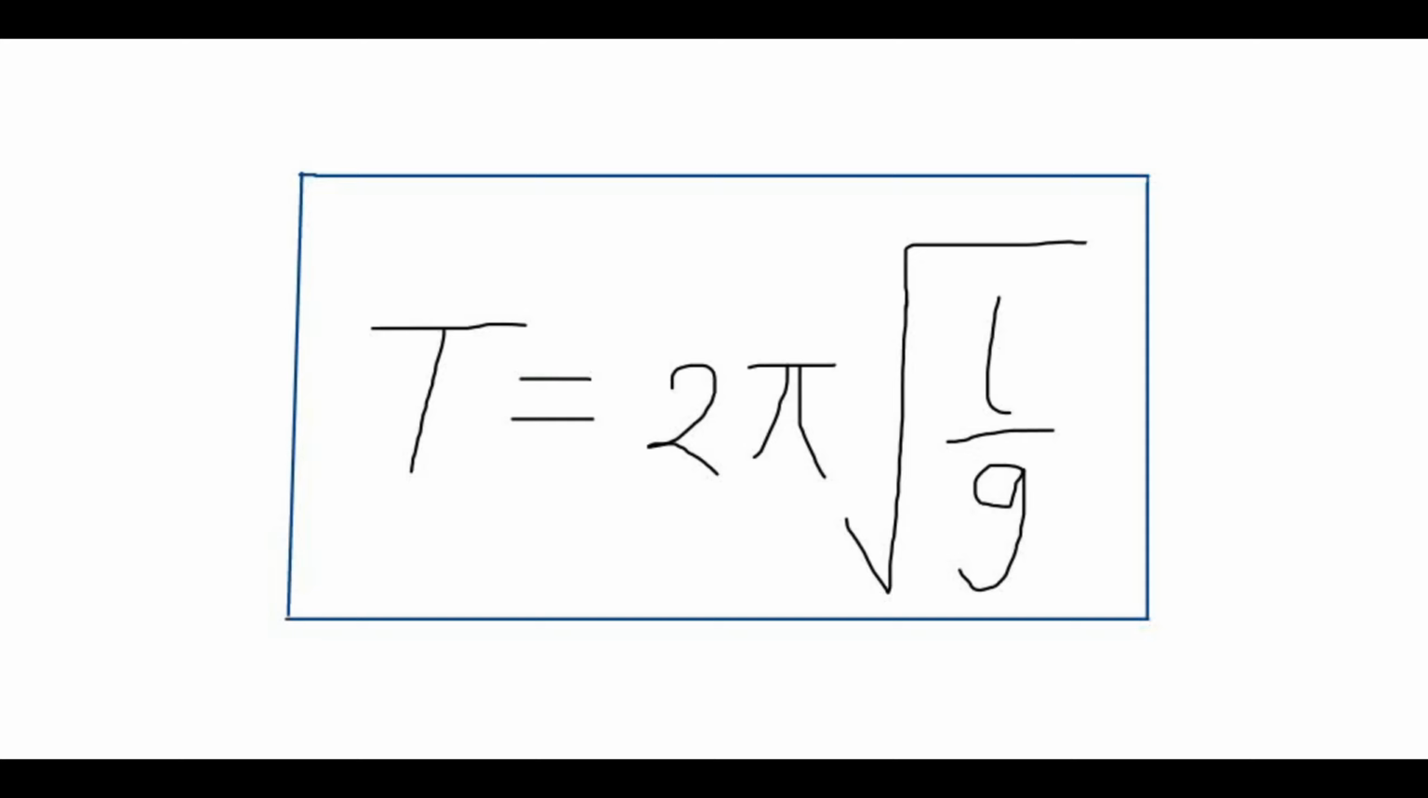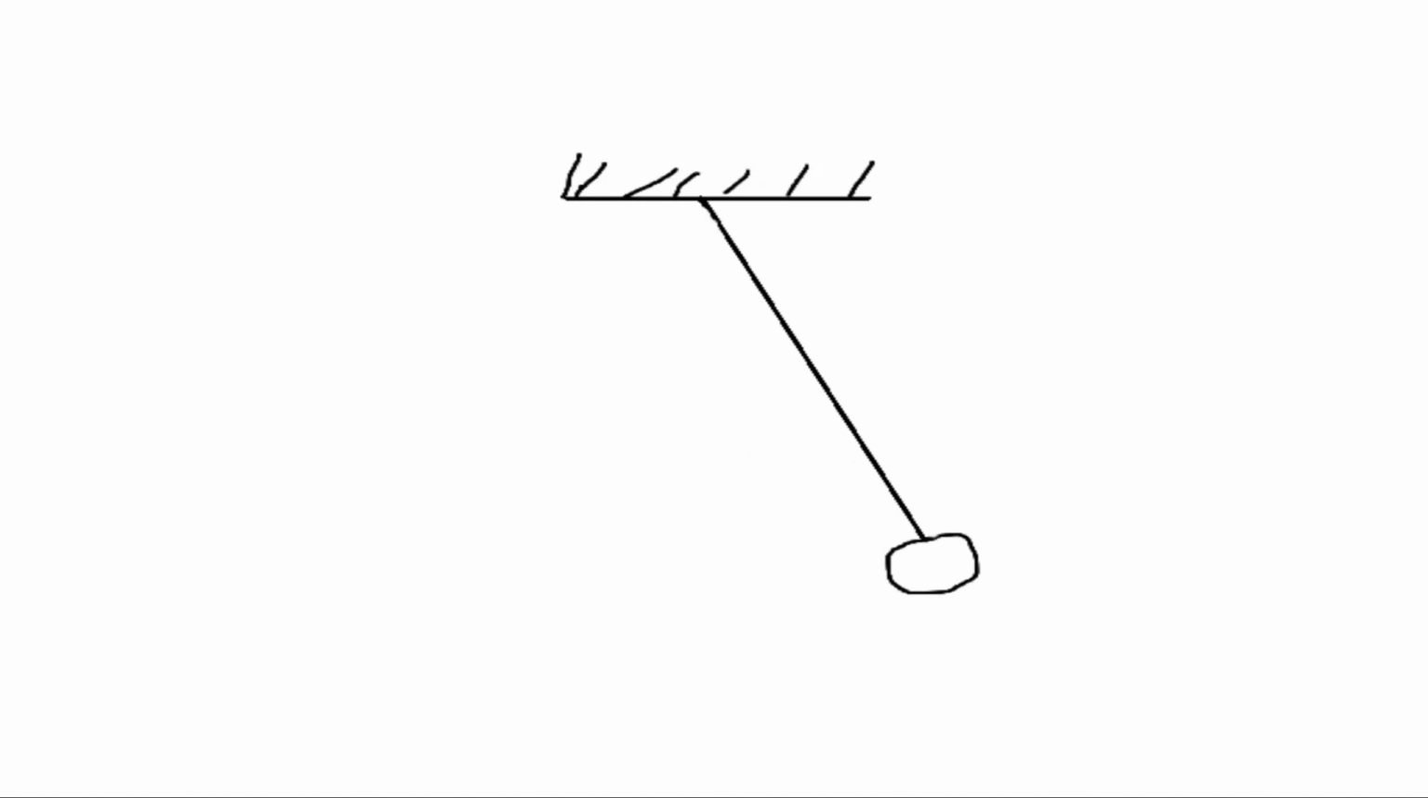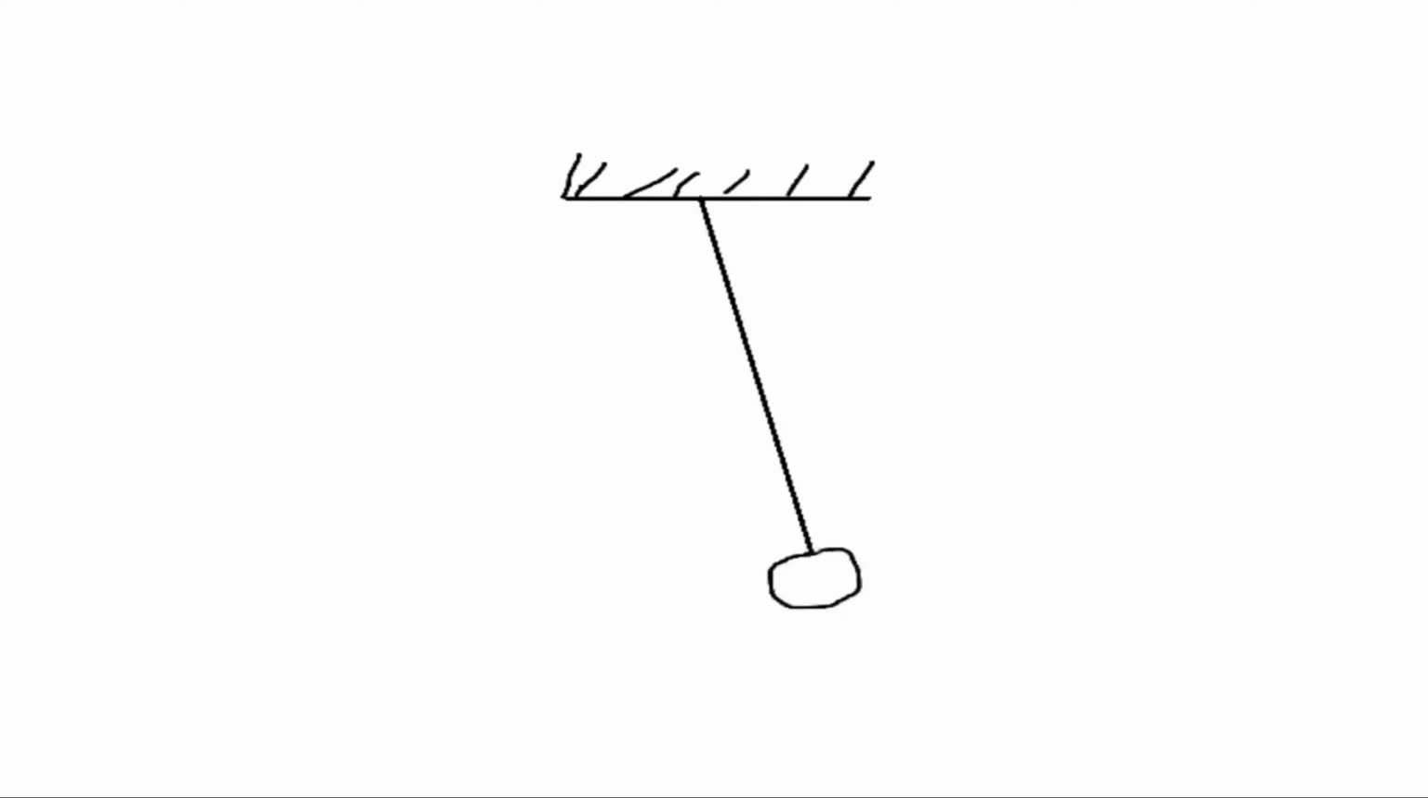The term period in physics simply means the time taken for one complete oscillation. An oscillation is when the pendulum bulb moves back and forth. Now, this is one oscillation, and we can keep counting. This is two, and I think two and a half.